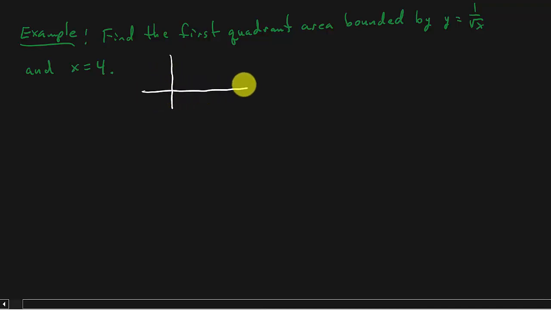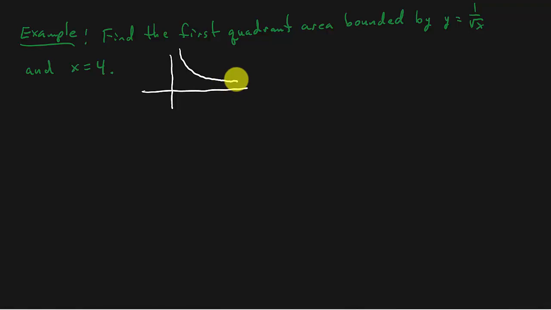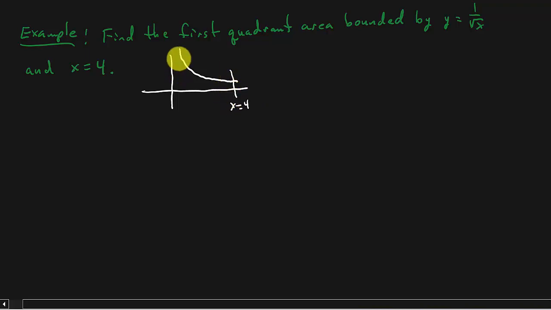1 over the square root of x is going to look like this. Now, how did I know it looked like that? Well, I can graph it on some software. And you might be thinking, what if I don't know how to graph it, and I'm taking a test and I don't have a book, I don't have software? Well, that's fine. Let me draw this. This is x equals 4. And so we're looking for this area right here.